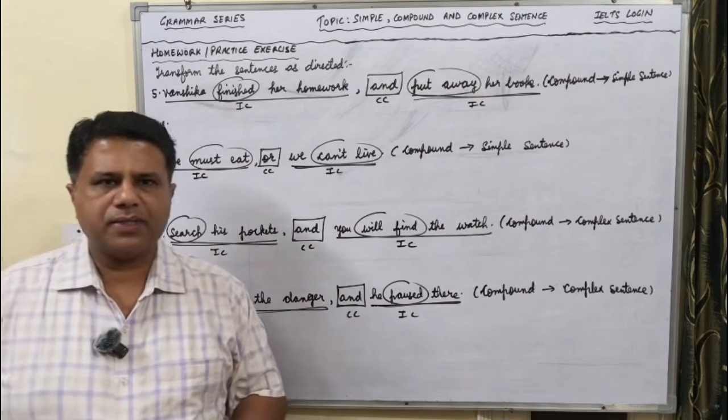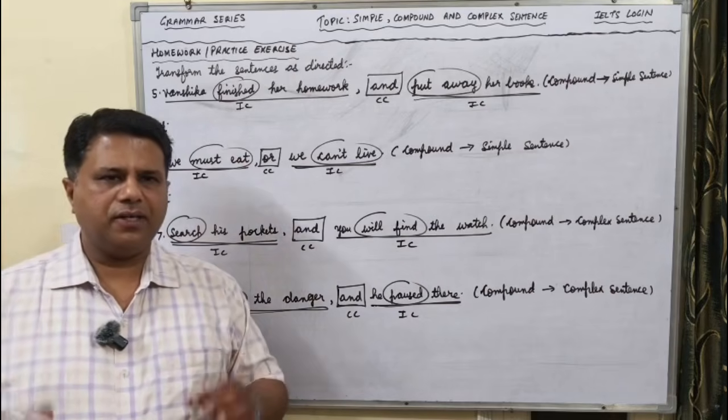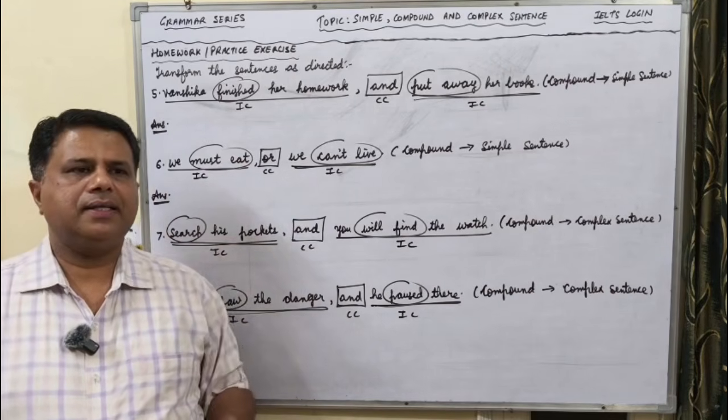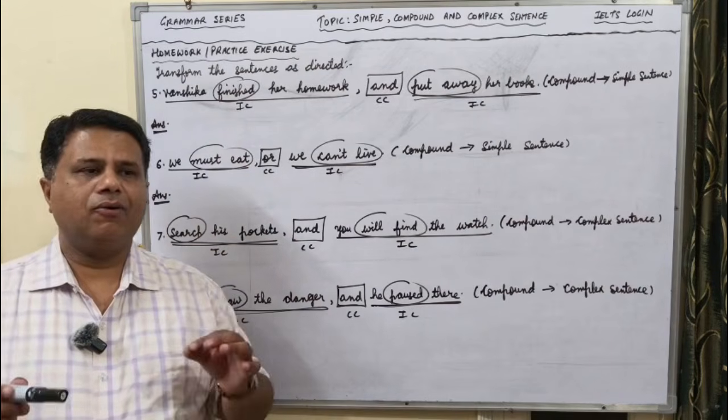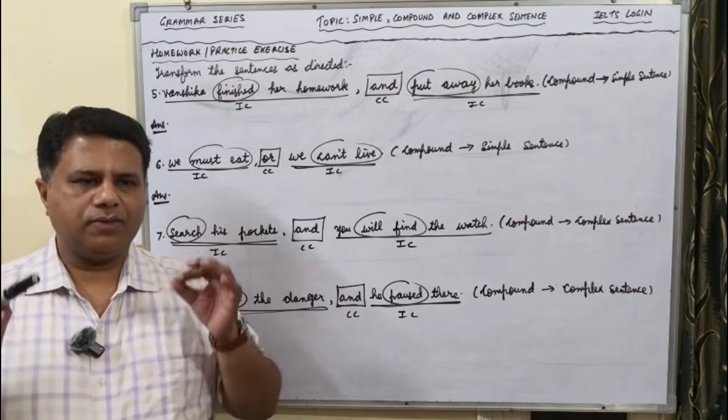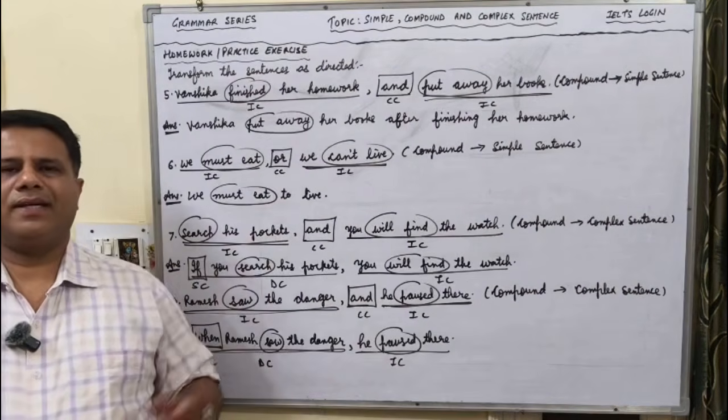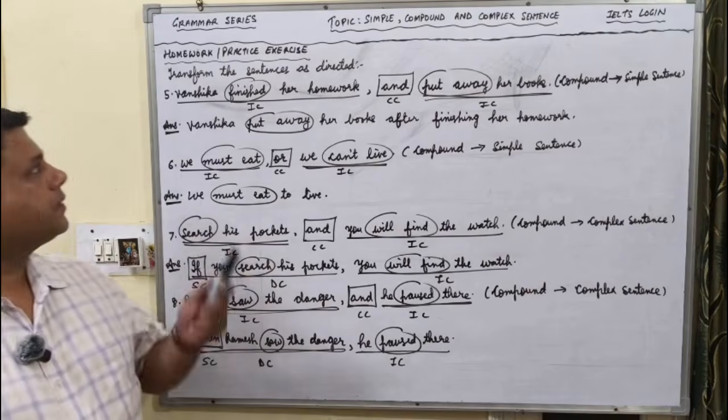So these are the next 4 sentences. Pause the video, do your work, come back to the video and see how many sentences you have done correctly. So please don't do cheating. Be honest to yourself. Now let's have a look at the answers.